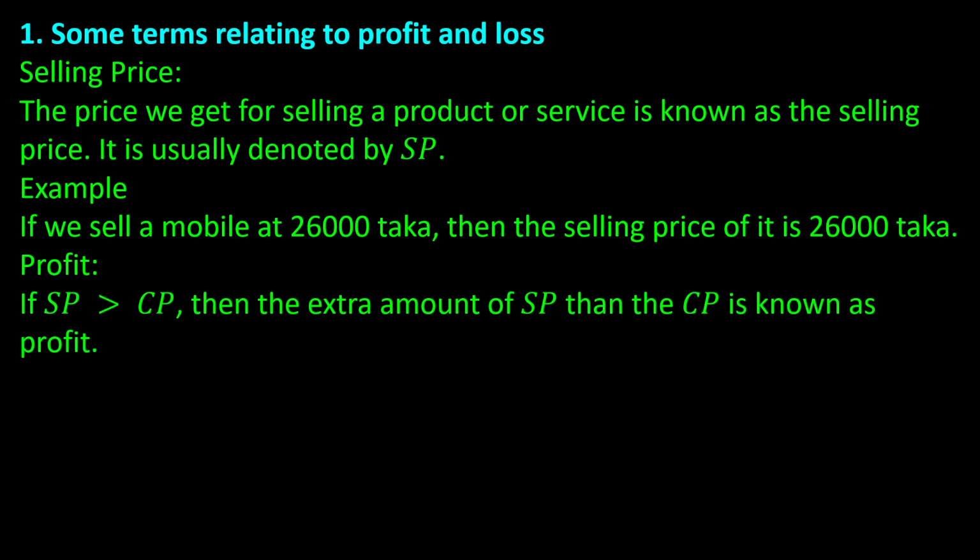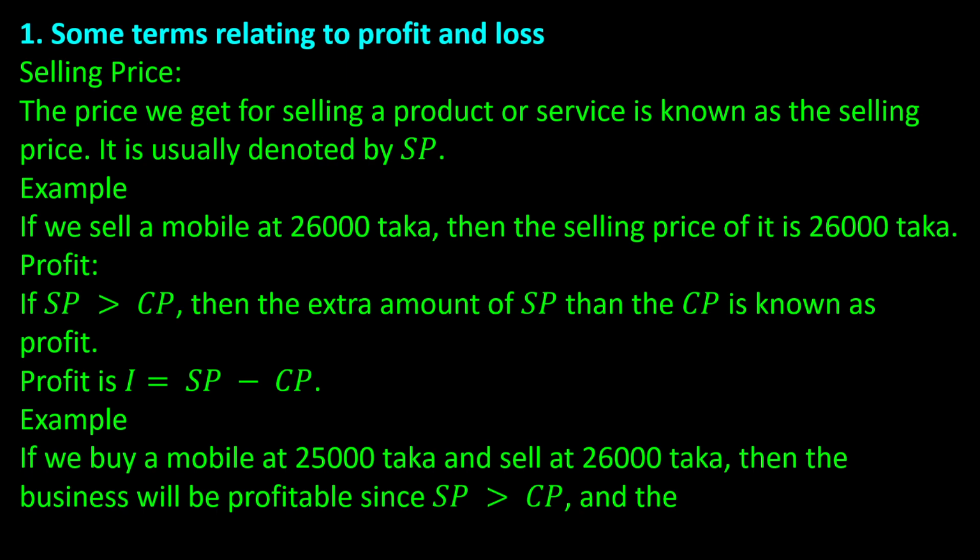Profit. If the amount of selling price is more than the amount of cost price, then the extra amount of selling price than the cost price is known as the profit. And profit can be calculated by the formula P equals SP minus CP.